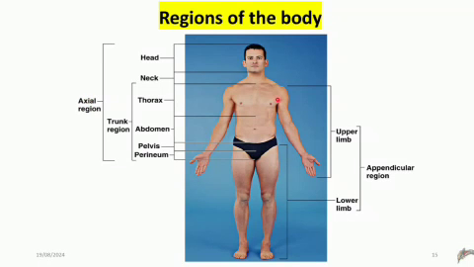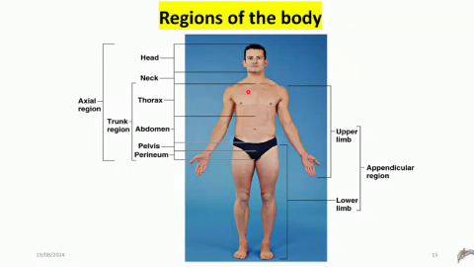This is the axial region. This was the appendicular region. This is the axial region. It is called so because it is nearly in the central axis of the body. It's comprised of the head. Below it, we have the neck. Between the level of the shoulders and the lower limbs, we have this whole section that we call the trunk.